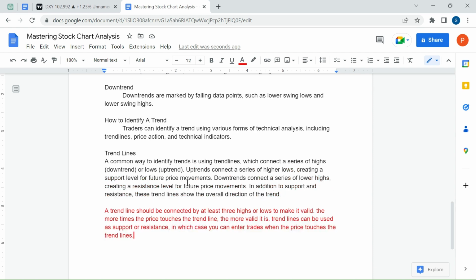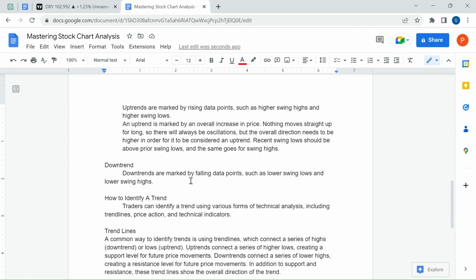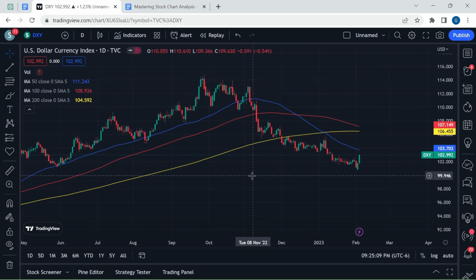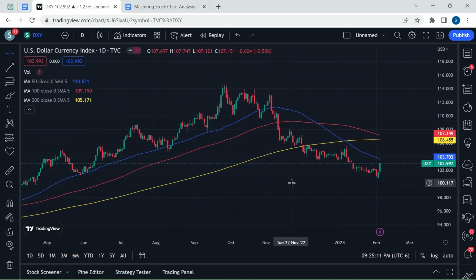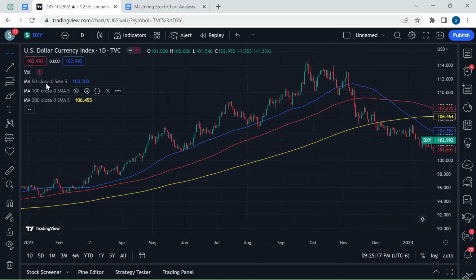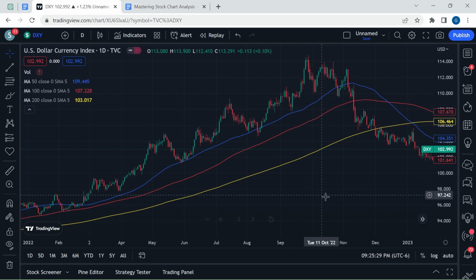So now that we have read over some basics to identifying trends, what an uptrend is, what a downtrend is, we will take a look at a chart and put this into perspective. So here we will look at DXY. First, we can take a look at identifying an uptrend. Here we're using a 50 MA, a 100 MA, and a 200 MA. And that just means moving averages.